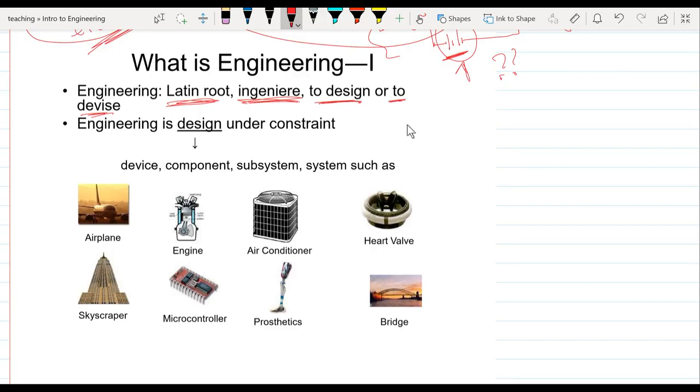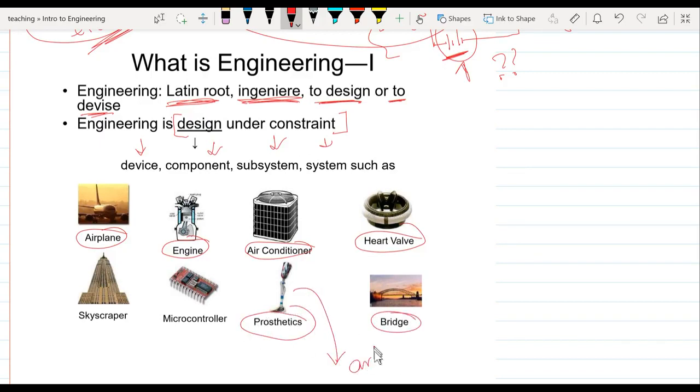So engineering is a design under constraints. We are now coming closer to the official definition of engineering. We are saying that a general definition is that it is a design under constraints. And we normally design devices, components, subsystems or systems such as this one. So we design aeroplanes, engines, air conditioners, heart valves, bridges, prosthetics. This is one of the components, an artificial foot. So an artificial foot is made by an engineer.